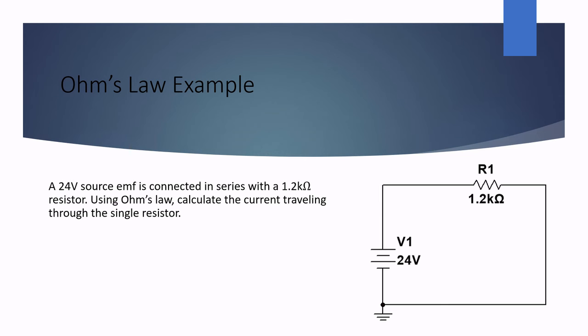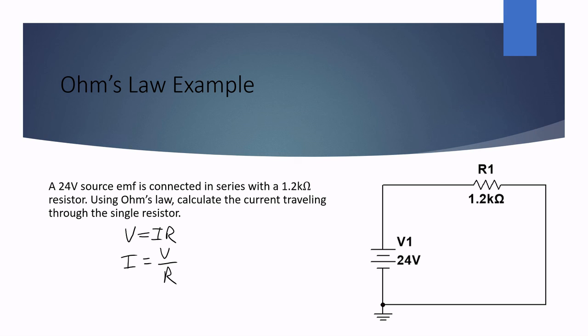Now we'll go through a simple example and apply Ohm's law. A 24 volt source EMF is connected in series with a 1.2 kiloohm resistor. Using Ohm's law, calculate the current traveling through a single resistor. In order to solve this question, we need to use the formula shown before: voltage equals current times resistance, or V equals IR. Rearranging this equation, we get I equals V on R.